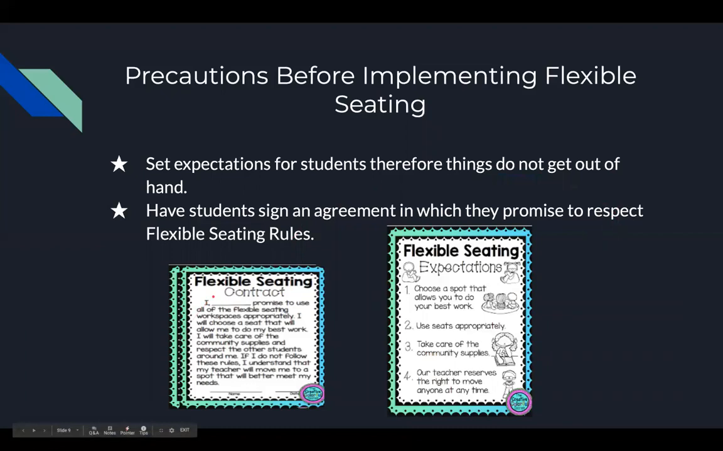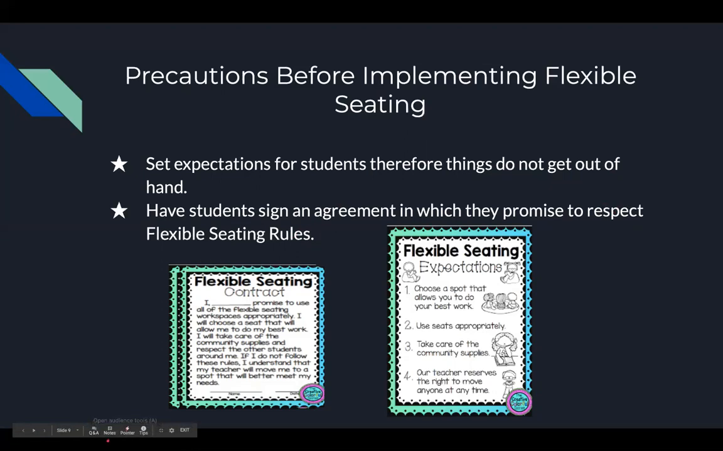So an example here would be number one, choose a spot that allows you to do your best work. So students shouldn't be sitting with their best friends the whole day and talking, because that just really isn't what flexible seating promotes. Number two, use seats appropriately. So don't move them all to one side of the classroom, leaving the other side empty. You want to make sure that they're being used with respect and care and just being used appropriately.